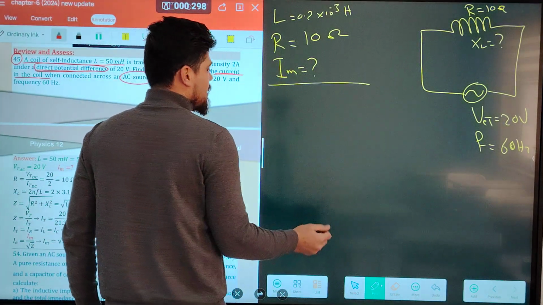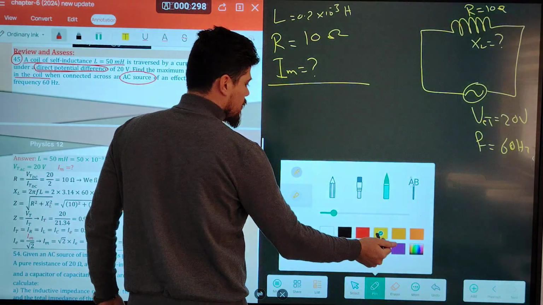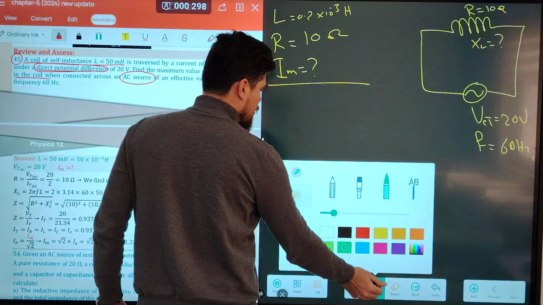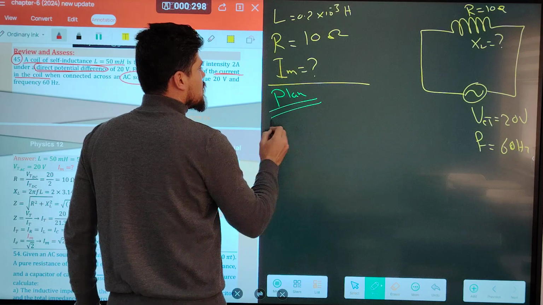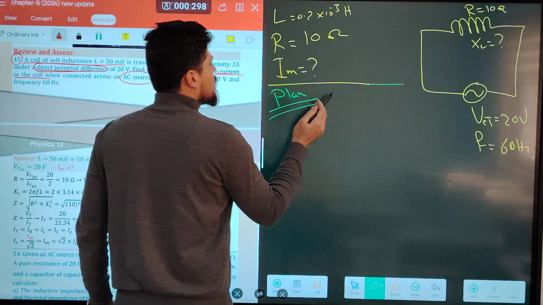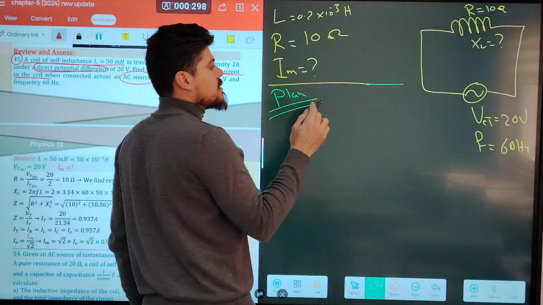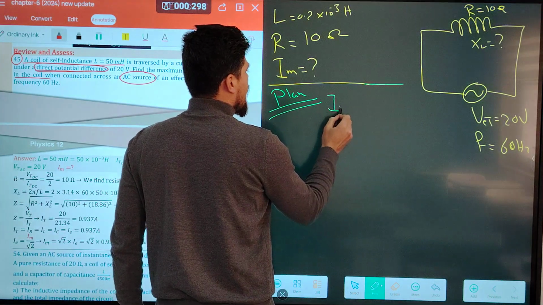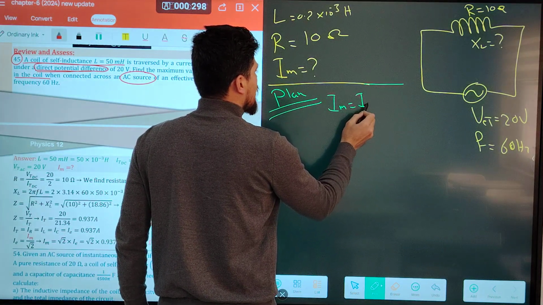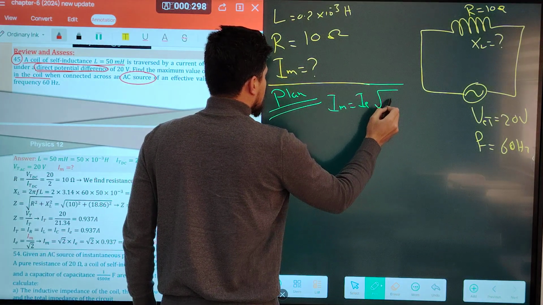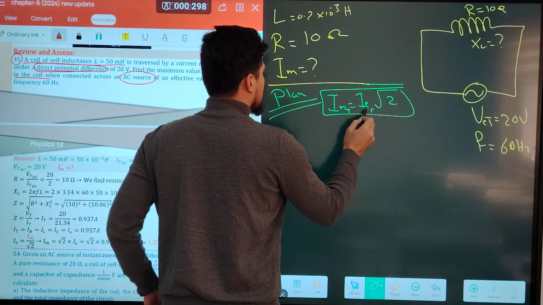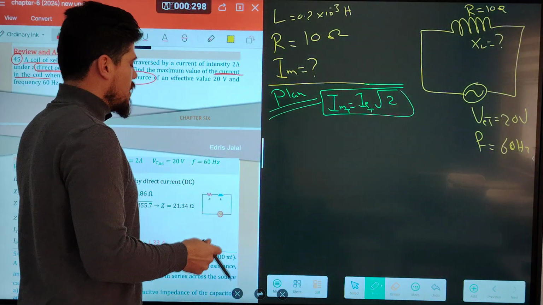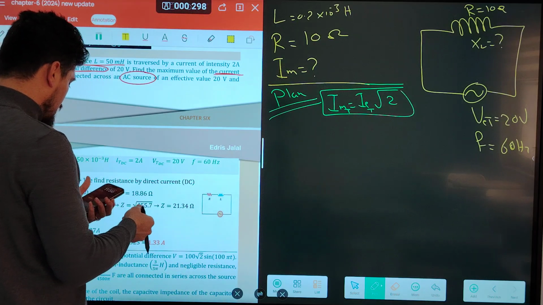Guys, how can we determine the maximum value of the current? For solving this question, you have to make a plan. The plan of this question is that there is a relation between the maximum and effective value of the current. It's like this: IM is equal to IE times radical 2. IM total is equal to IE total times radical of 2.